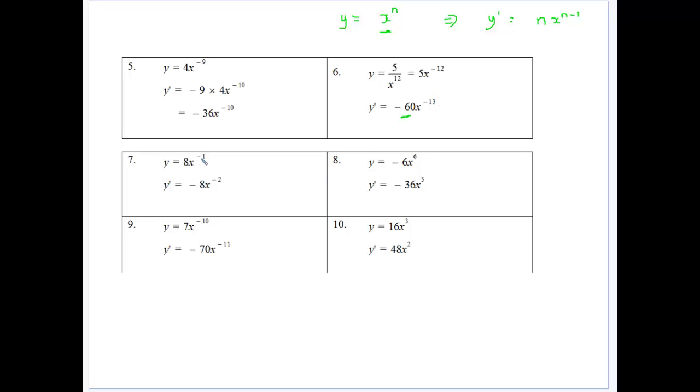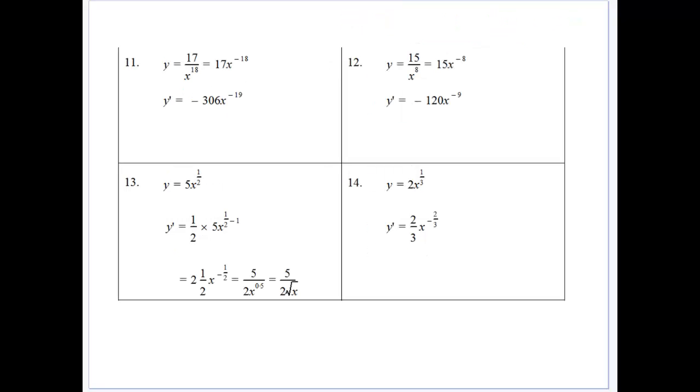8x to the power of minus 1. Multiply 8 by minus 1 gives us minus 8. Subtract 1 from the power to give us minus 2. Minus 6x to the power of 6. Bring our 6 down, multiplies by minus 6, gives us minus 36. 6 minus 1 gives us 5. So you see we're applying this rule all the time. The minus 10 multiplies by the 7 gives us minus 70. Subtract 1 gives us minus 11. 3 multiplies by 16 gives us 48. Subtract 1 gives us x squared.